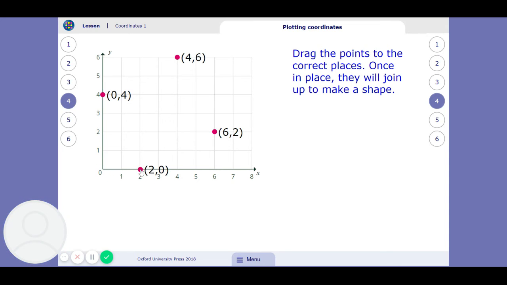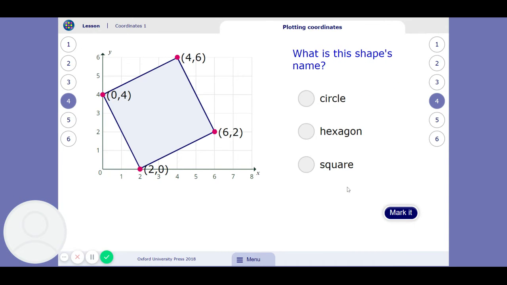Well, what shape is that going to make? Okay, so what shape is that? Well, a circle's round. A hexagon's got 6 sides. It's got to be a square, isn't it? Squares don't have to be flat. You might think this is a rhombus or a diamond, but they've got 90-degree angles, which means it's a square.